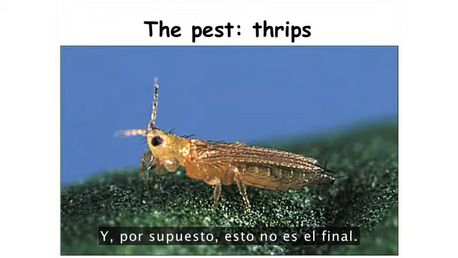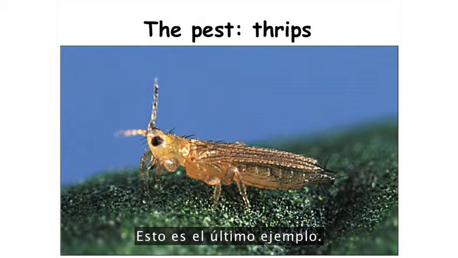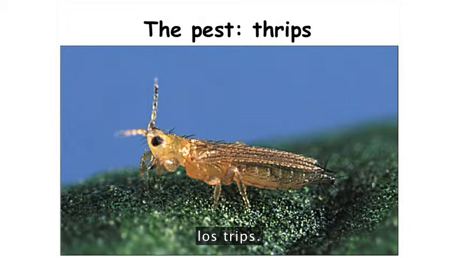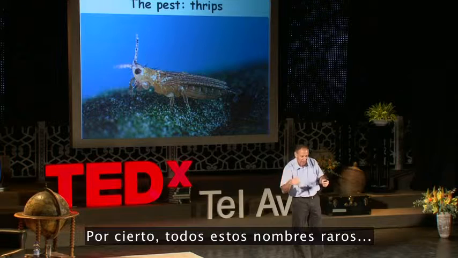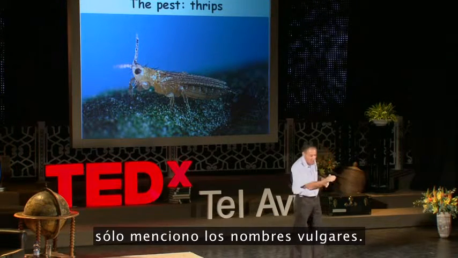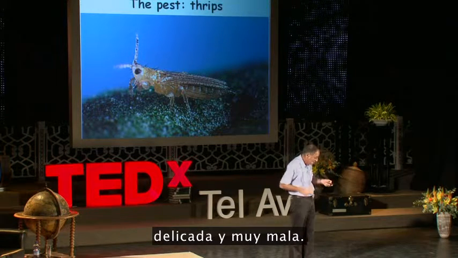And this is, of course, not the end of it. There is a whole wealth of other natural enemies, and this is just the last example. Again, we'll start first with the pest, the thrips. By the way, all these weird names, huh? I didn't bother you with the Latin names of these creatures, okay? Just the popular names. But this is a nice, slender, very bad pest.